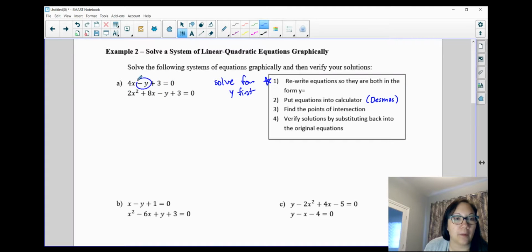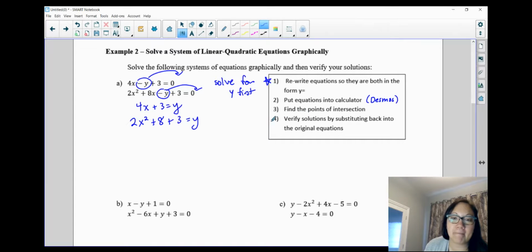So the first thing that we're going to do is solve each of these equations for y. So I want to move the y over to this side, which is quite easy to do. I happened to solve for the y on the right just because it was easier. It was already negative, so I added it to each side. I'm going to do the same thing here. So this becomes 2x squared plus 8x plus 3 equals y.